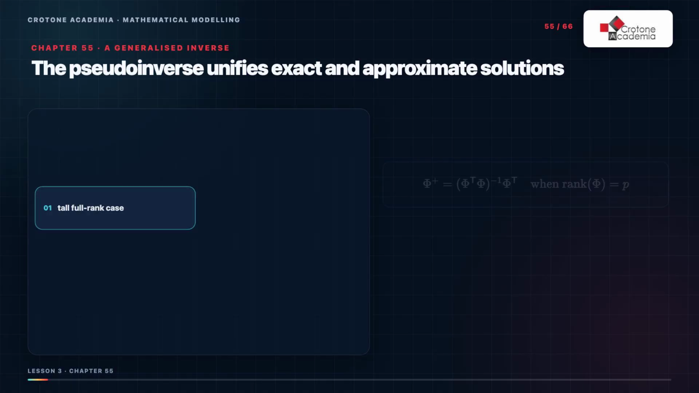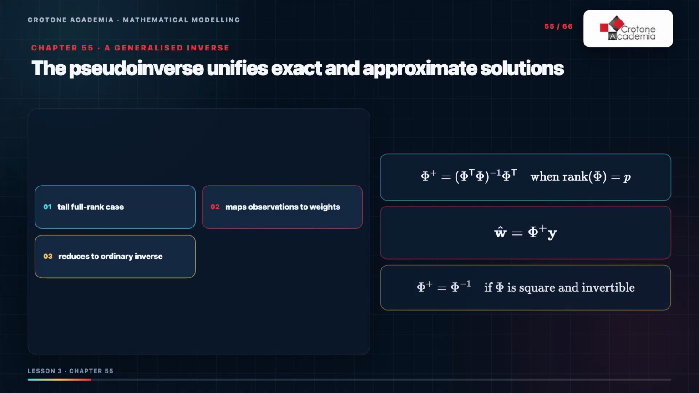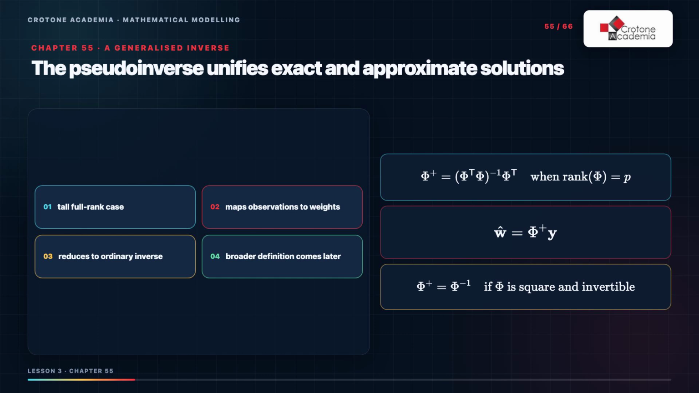For a tall, full column rank matrix, the expression inverse of phi transpose phi times phi transpose is a form of the Moore-Penrose pseudo-inverse. Write it as phi plus. Then w hat is phi plus y. If phi is square and invertible, the pseudo-inverse reduces to the ordinary inverse. The full pseudo-inverse also handles rank-deficient cases, but that broader theory can wait. Here it provides one compact language for exact and approximate linear systems.